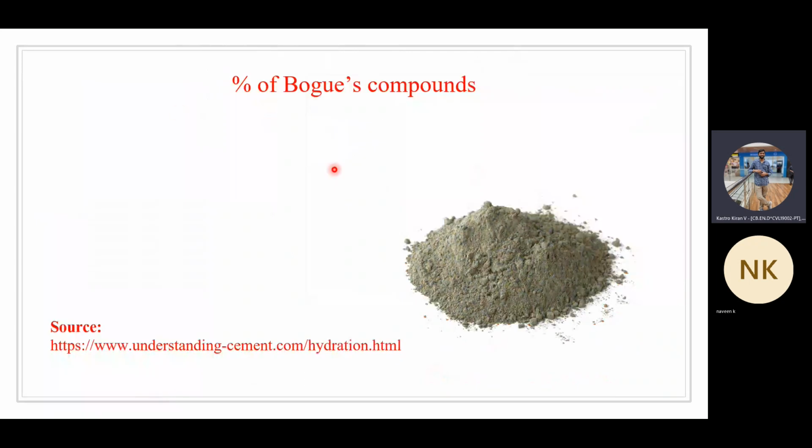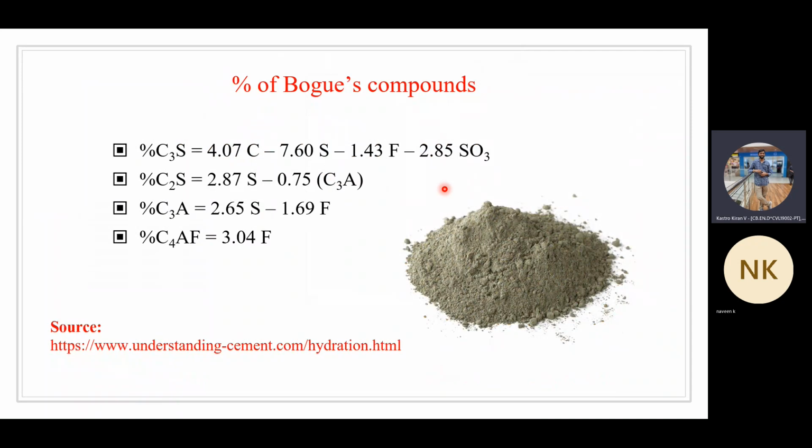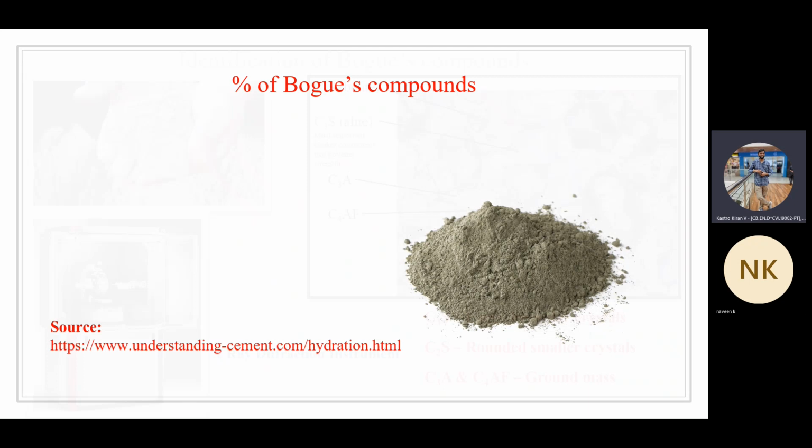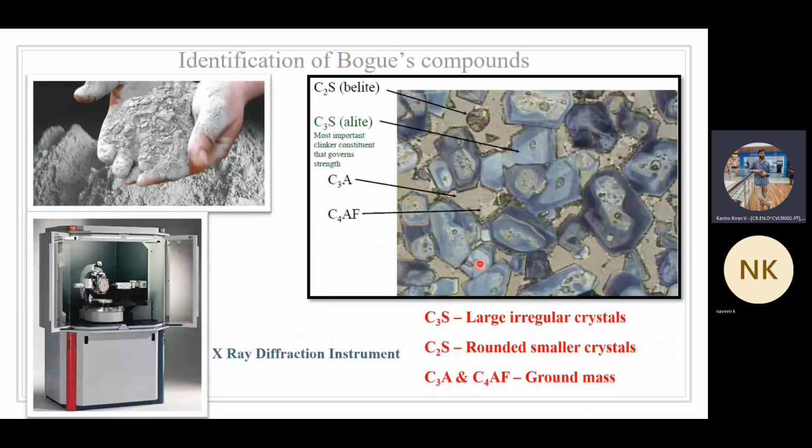So again, the percentage of Bogue compounds. This is how you can calculate the percentage of Bogue compounds. If you want more details about this, you can refer to this particular link. Again, this is something related to a mathematical equation or calculation, but XRD is something which is precise. When you go with XRD of the cement, this is where you'll get the precise content.